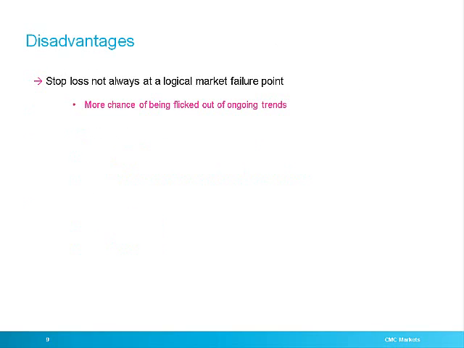Not all plain sailing though, and there are trade-offs, and perhaps one of the biggest potential disadvantages of a trailing stop loss is that the stop will often be positioned at a level that's not particularly logical from a charting or technical point of view. This means that there's often a greater chance of being flicked out of an ongoing trend than if you have your stops positioned behind higher probability points, such as behind support and resistance levels, trend lines, moving averages, and that sort of technique.